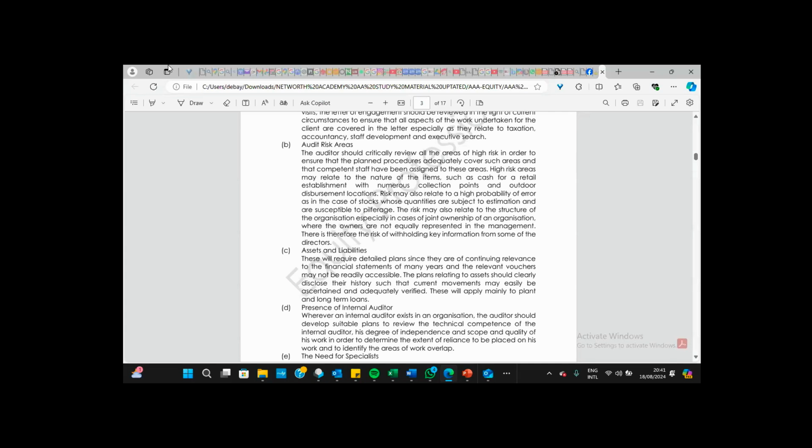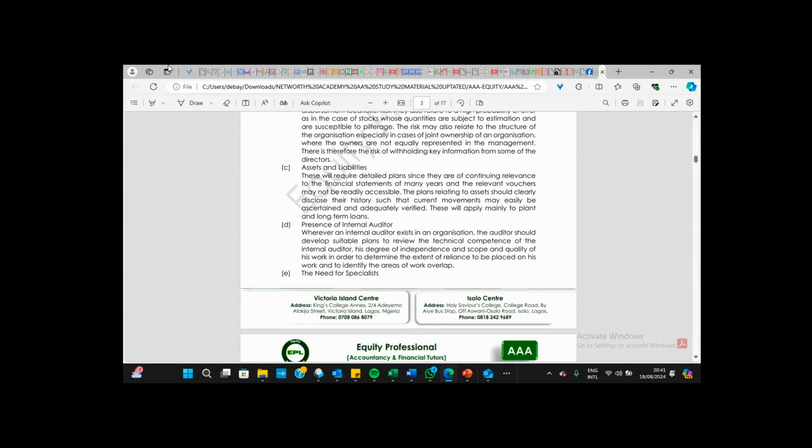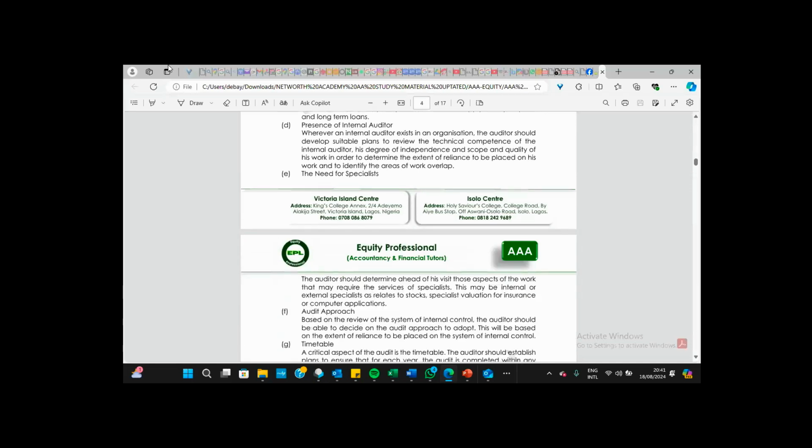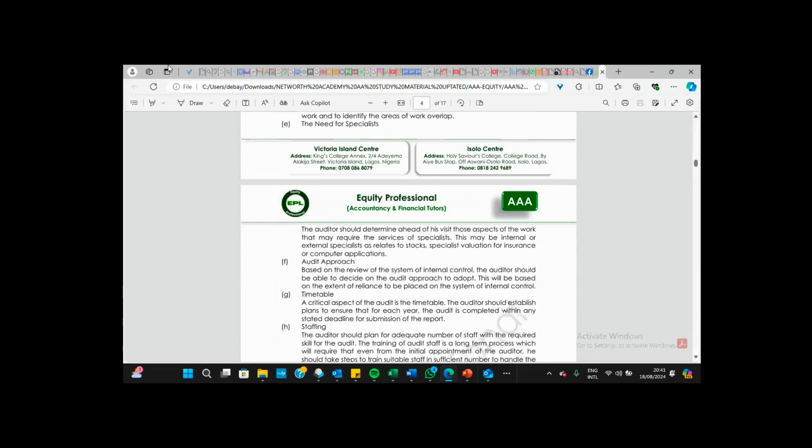Then the next thing to put in the audit planning memorandum is whether it's going to make use of specialists. Who are specialists? Another name for specialists is experts. Who is an expert? According to ISA 620, an expert is someone that has competence in other fields outside accounting and audit. We call the person an expert. You can see the way I define expert.